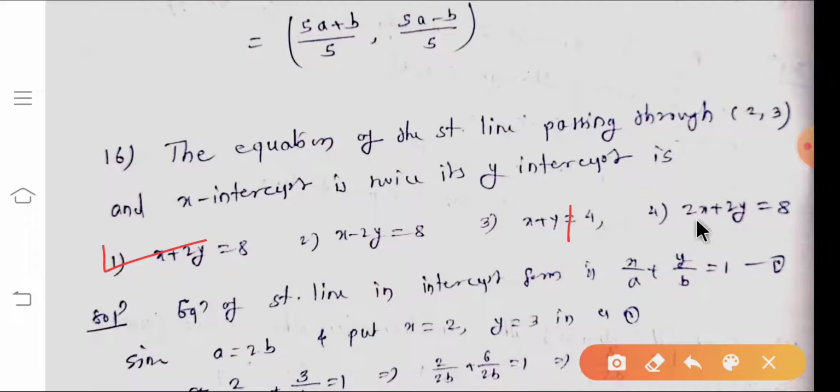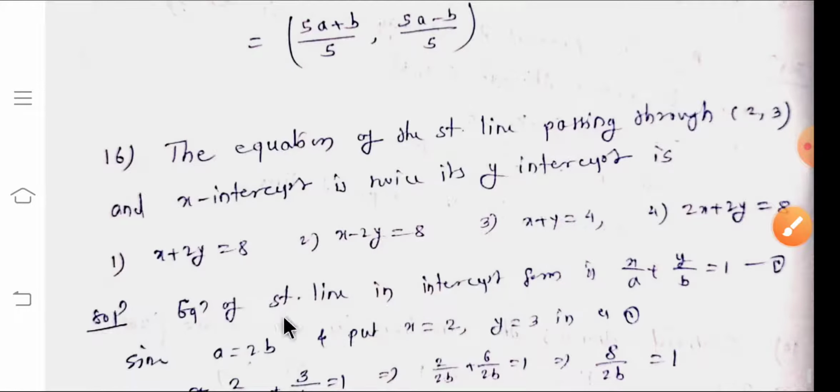x = 2, 2 2s are 4. Wait a minute. x = 2, 2 2s are 4 plus 2 3s are 6, 4 + 6 comes to 10, 10 is not equal to 8. So the first option satisfies the given equation, therefore it is the solution.